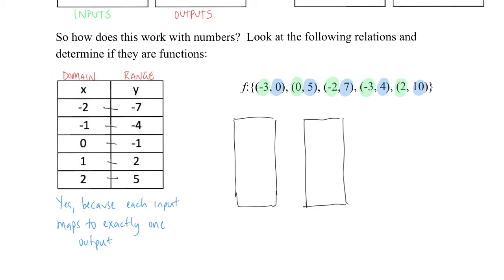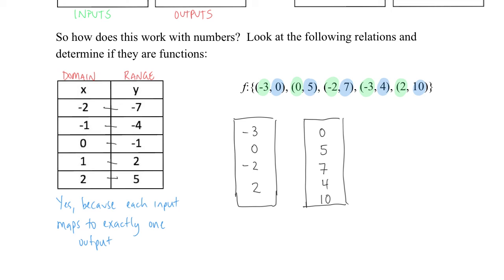This is very useful. On the left-hand side, I'm going to put my domain, which is all my x values. So I've got -3, I've got 0, I've got -2. Now notice I've got -3 again. When you create a mapping diagram, you do not repeat. Otherwise, it won't work properly. So I've already got -3. I don't need to write it again. And then I've got 2. What are my outputs? 0, 5, 7, 4, 10.